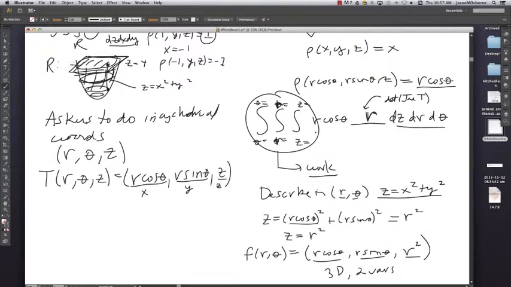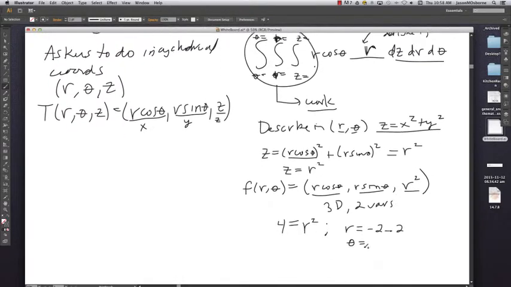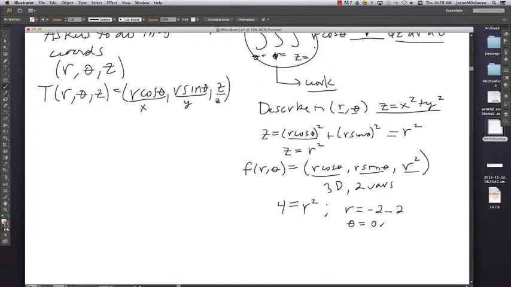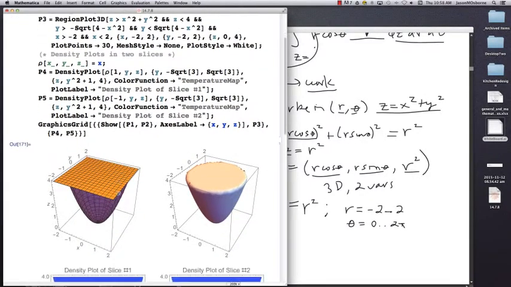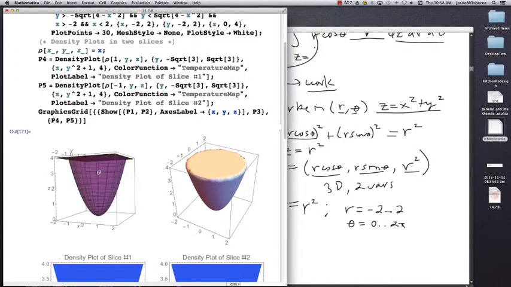And then theta, you want to go around the whole paraboloid, right? They didn't say half of it. They didn't cut this thing in half. They said the whole thing. So that means theta would go from 0 to 2 pi. And that's exactly what I did in the Mathematica code. I plotted r from 0 to 2 and theta from 0 to 2 pi. And that is how you get this purple region right here.